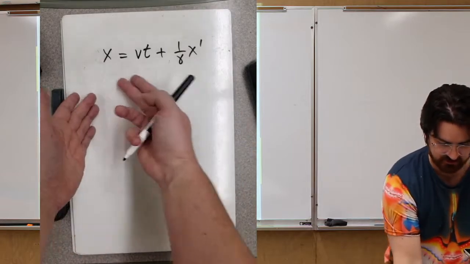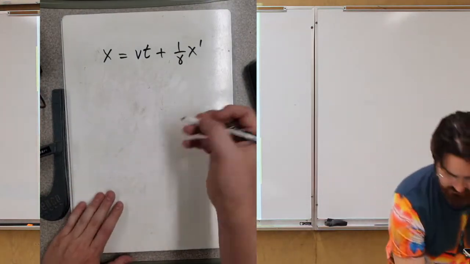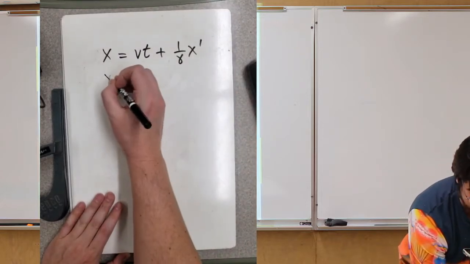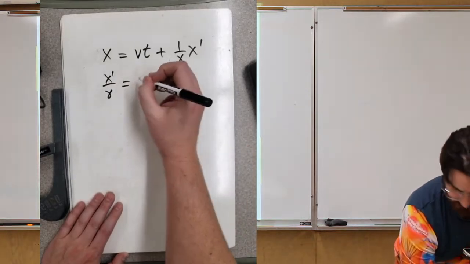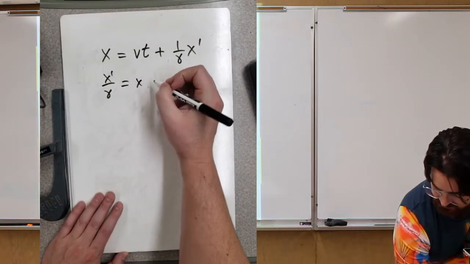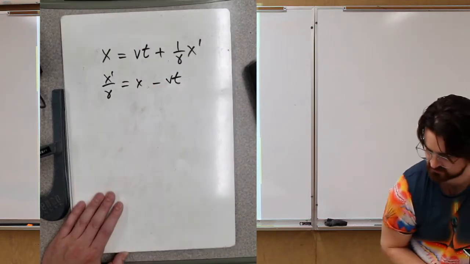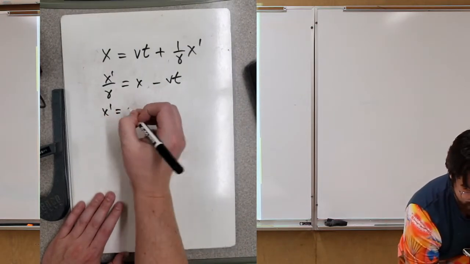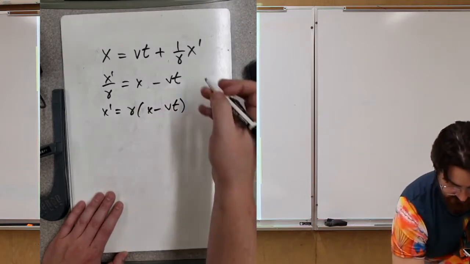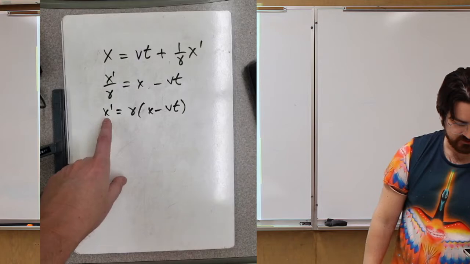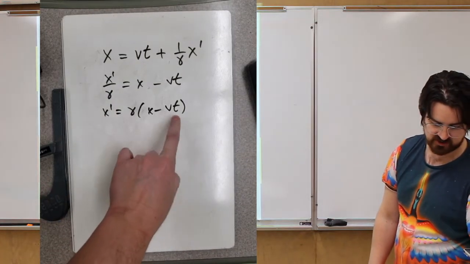So this is a relation, but it's a mix of these prime and unprimed frames. We want to get rid of that, where we'd like them just to be primed or unprimed on either side. Let's go ahead and subtract that vt and just flip this around. Okay. Now we have a measurement in the prime frame, the moving frame, in terms of all unprimed things, right? x and t.